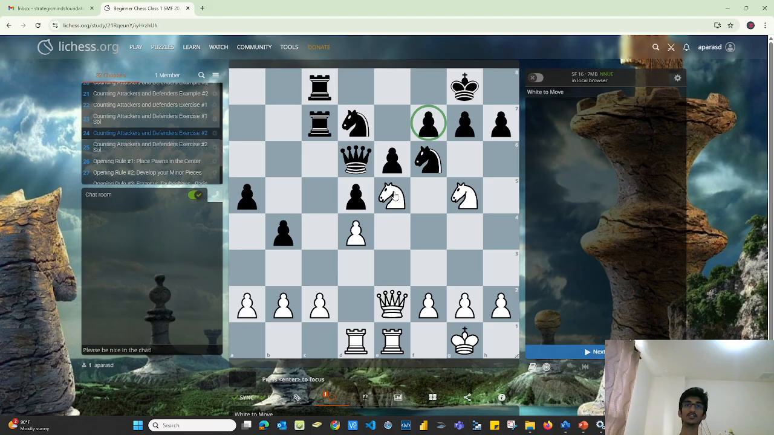You guys want to take a shot and try to figure out how many attackers and how many defenders are on this pawn on f7, the one circled in green, and if you have an idea, then you can send in the chat what you think.